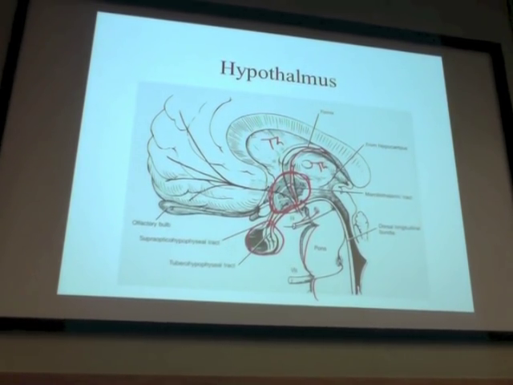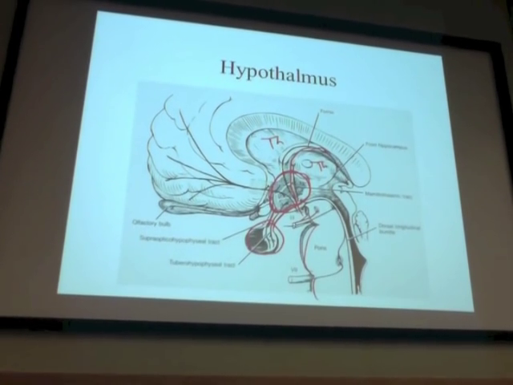Now remember that the pituitary gland, where does it sit? It sits in the sella turcica, so you basically don't ever see that when you look at a fresh brain dissection.